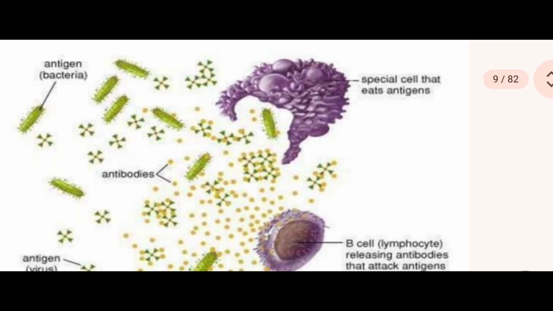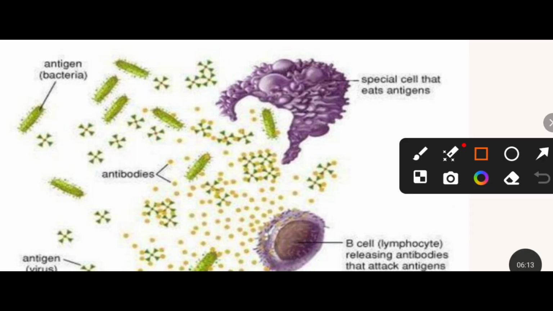So in this figure you can see there is an antigen which can be a bacteria, and these are a special cell that eats antigens, and these are B cells, that is a lymphocyte releasing antibodies that attack the antigen. So we are studying about antibodies, so we'll concentrate on B cells. These are B cells or lymphocytes which are secreting antibodies which are attacking the antigens.